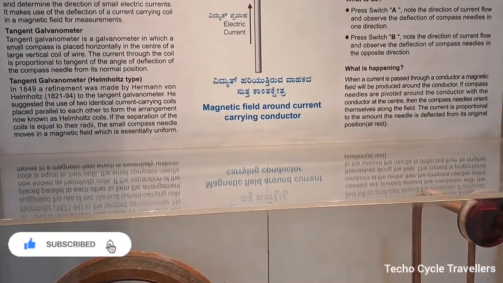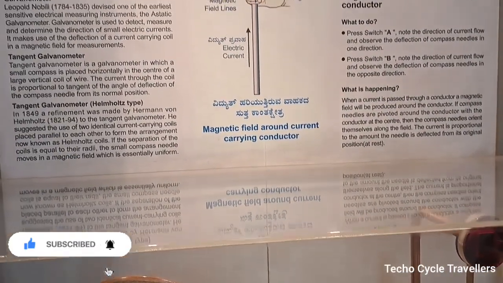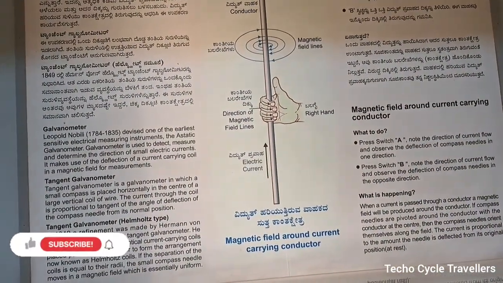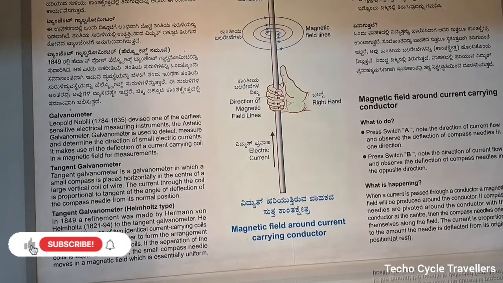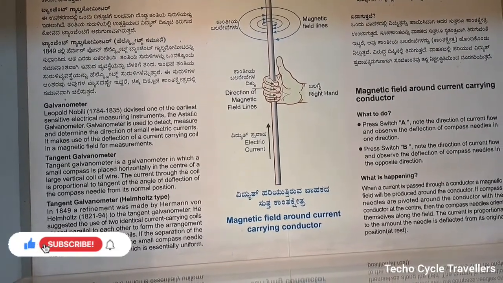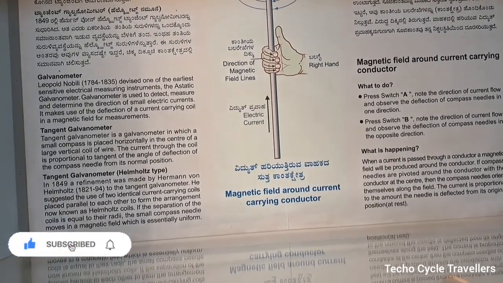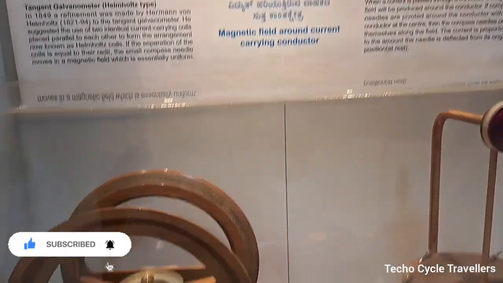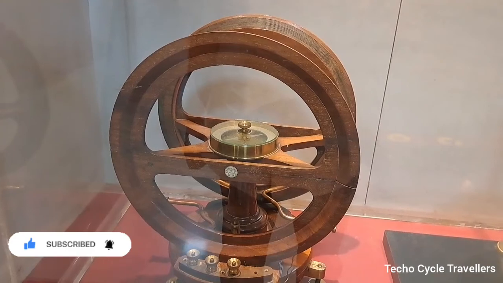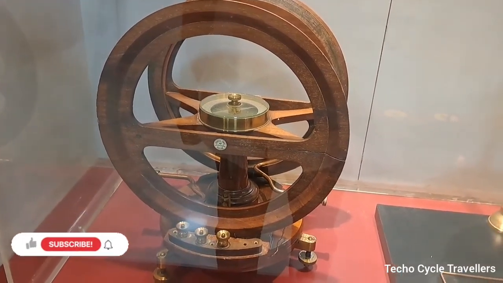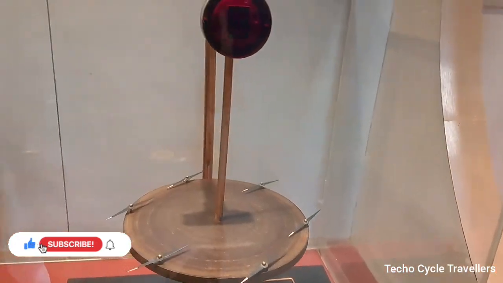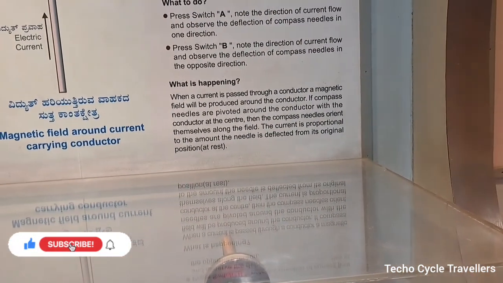Magnetic field around a current carrying conductor. Conductor, magnetic field lines. Deflection, direction of magnetic field lines. Right hand, electric current. Helmholtz tangent galvanometer. Magnetic field around a current carrying conductor.